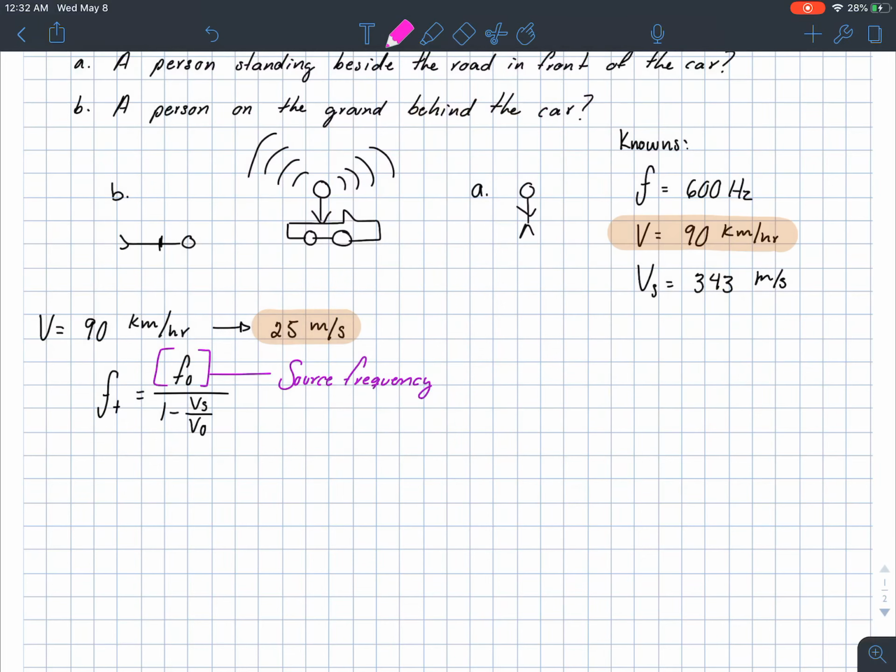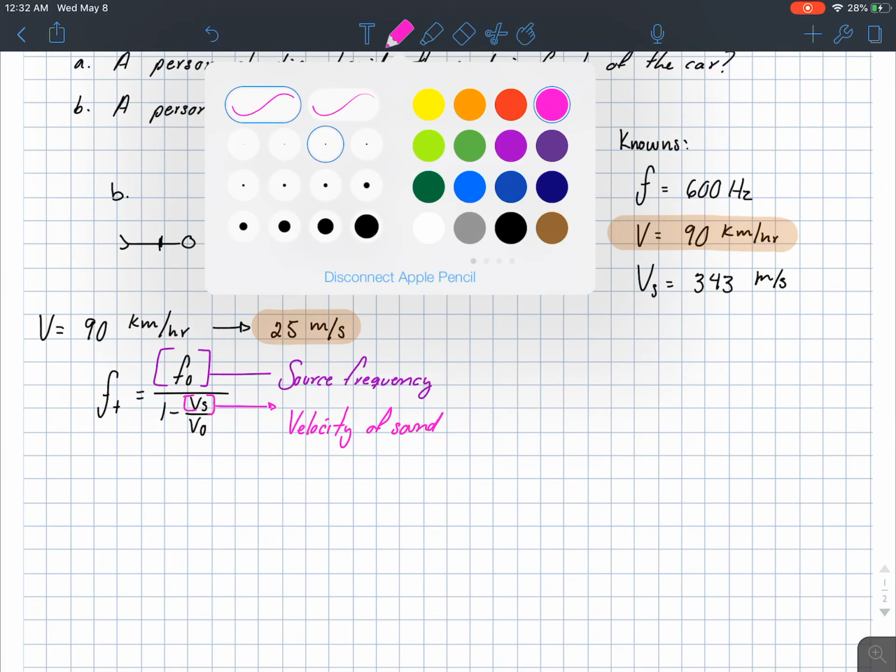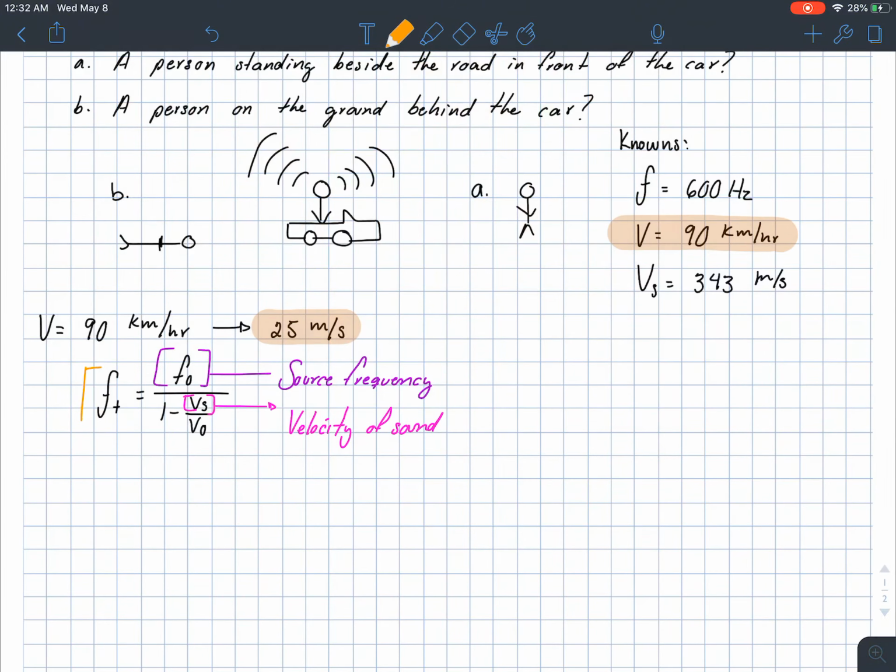We also know here Vs, which is the velocity of sound. And this right here is what I want to find out, which is the frequency of the observer.